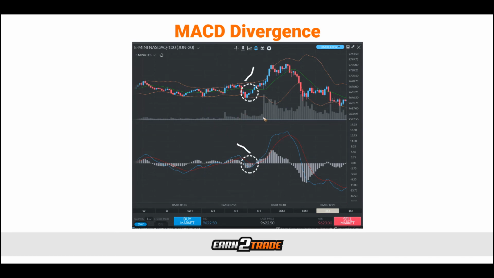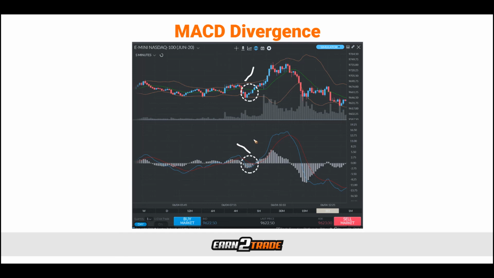Or if it's the other way around and the price itself is falling but the MACD is going up, the MACD may be trying to tell us that those bulls are about to enter this market and push price the other way. The idea here is to use this information as something to be on alert for, but not as a standalone entry.